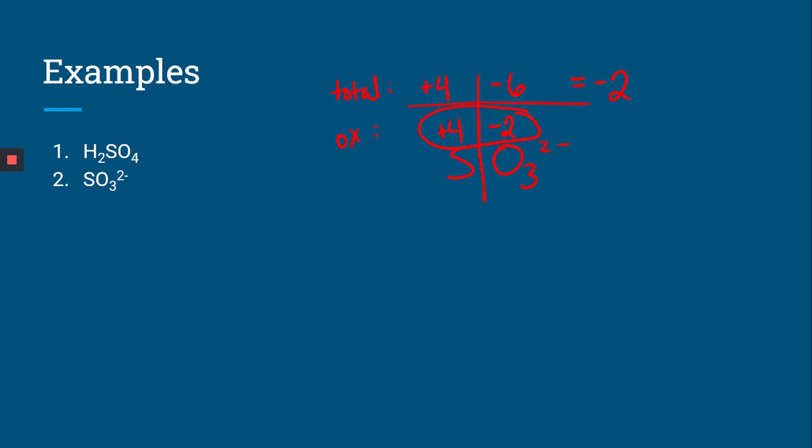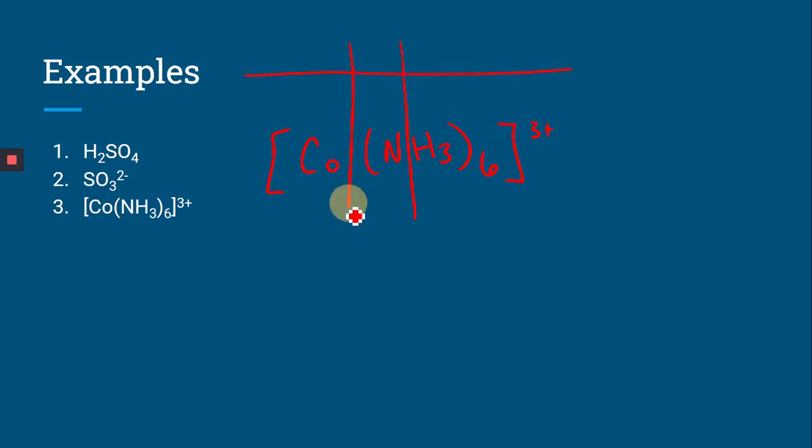There's the answer. All right, let's look at another one. This one looks a little bit more complicated, doesn't it? All right, so we have Co(NH3)6, and all of that has a charge of 3. So when I divvy up my lines, I have H, I have N, and I have Co.